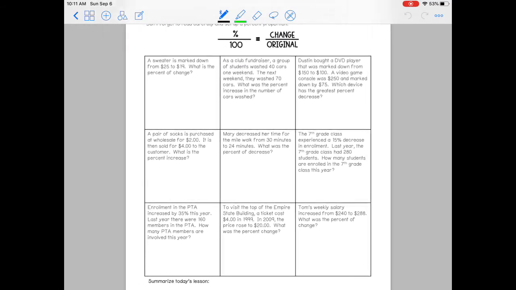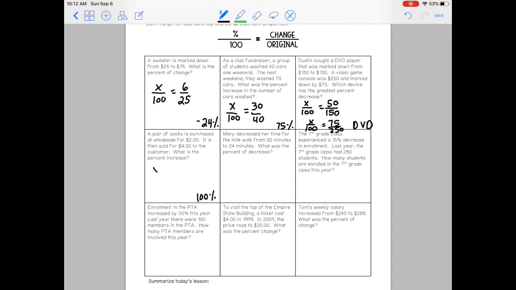So I want you to go ahead and try some of these problems just to get a little more practice. The first one, if you set it up correctly, it's x out of 100 equals 6 out of 25. You should have got negative 24%. The second one is x out of 100, which equals 30 out of 40. This gives us 75%. The next one is x out of 100, it's a multi-step, 50 out of 150. Then we get x out of 100 equals 75 out of 250. This tells us the greatest value of percent decrease would be the DVD player. You should have got 100% here. You set it up as x over 100 equals 2 over 2. This next one is x out of 100 equals 6 out of 30. You would have got negative 20%.